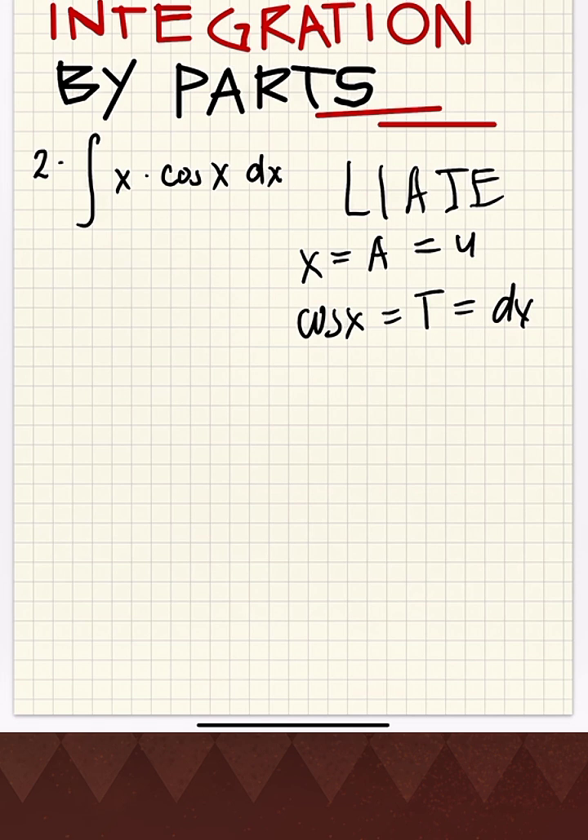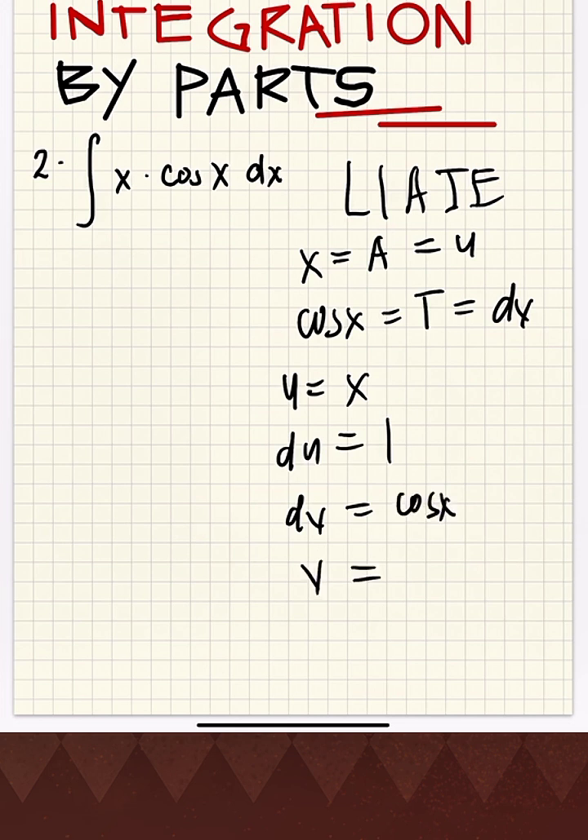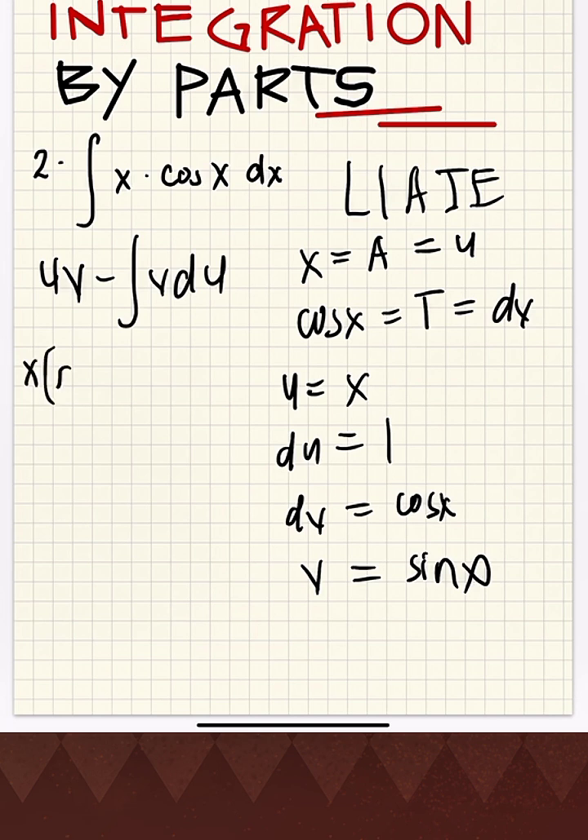So u is equal to x, the derivative of it is 1, and our dv is cos x, which the antiderivative of it, or the integral of it, is sine x. And substitute in the formula, which is uv minus the integral of v du. Our u is x, the v is sine x, minus the integral of v, sine x. Our du is 1.